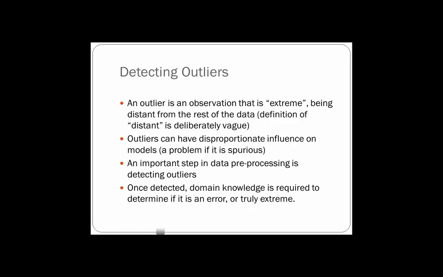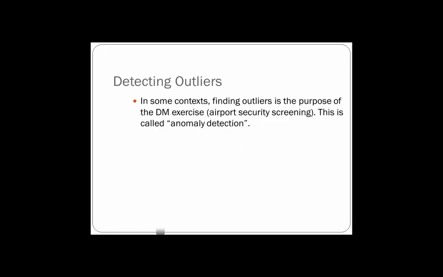However, what you do with that kind of depends on what it is that you're trying to do. And this is an example of when domain knowledge is required to determine if something really is an error, or if it's something that's truly extremely out of line with the other data.